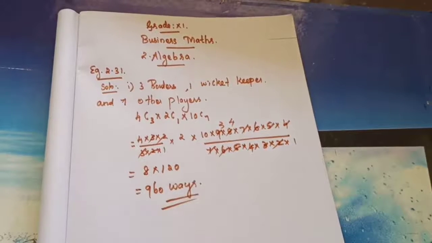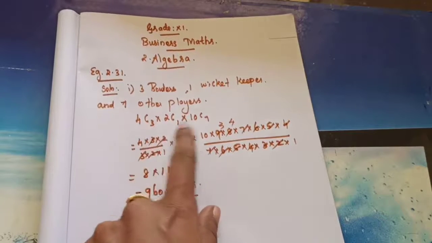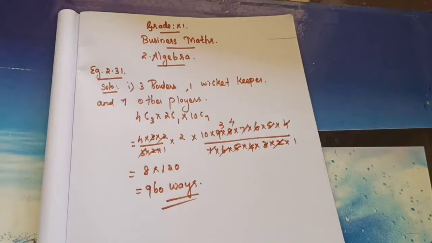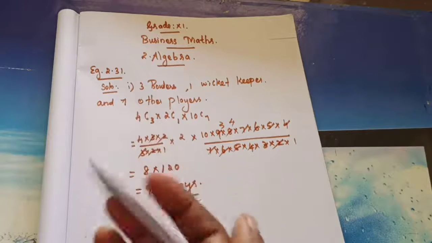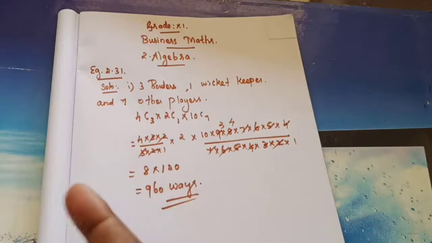Okay children, listen here. You will have a doubt. Why ma'am, you wrote 4C3 into 2C1 into 10C7 like this and simplified, but in your book they changed 4C3 as 4C1, 2C1 as 2, and 10C7 as 10C3. The meaning is, listen here, directly you can write it. If we feel this is difficult, why I am doing it like this is because otherwise you will get confused.